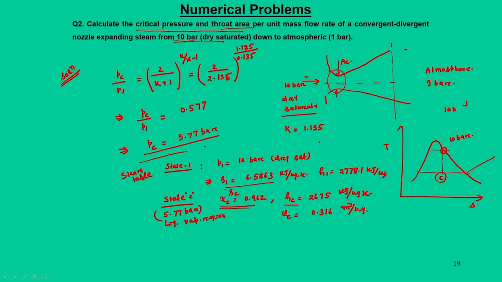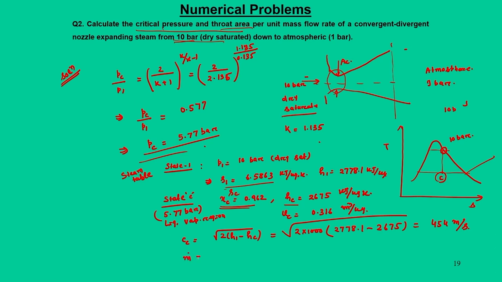So, once you have this information, then you can find out Cc, that is square root of twice times H1 minus Hc, twice into 1000 into 2778.1 minus 2675, that is equal to Cc is equal to 454 meter per second.